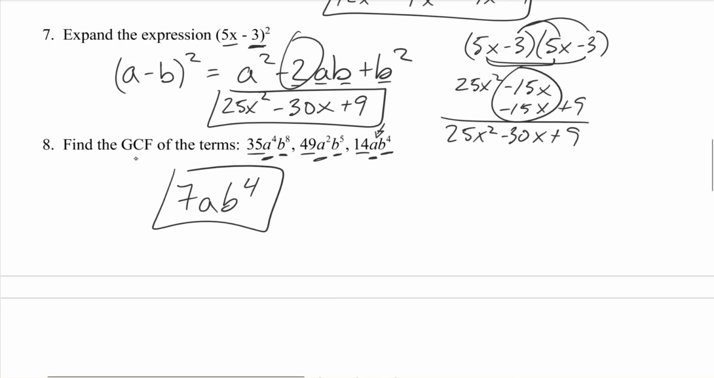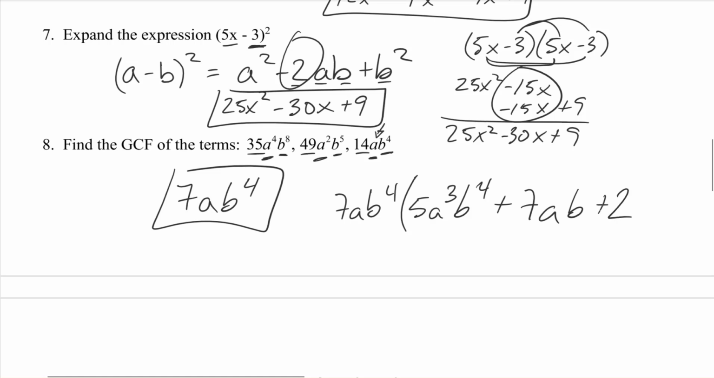Now if we were to factor this, it would be 7a b to the 4th, and now times what? So 7 times 5, a times a cubed makes a to the 4th, and b to the 4th times b to the 4th makes b to the 8th. Pretend that was addition in between there, not commas. So that would be 7 times 7 makes 49, a times a makes a squared, and b times b to the 4th makes b to the 5th. And then our last one would be 14, so 7 times 2, a, don't need another a, b to the 4th and b to the 4th, so just 2.